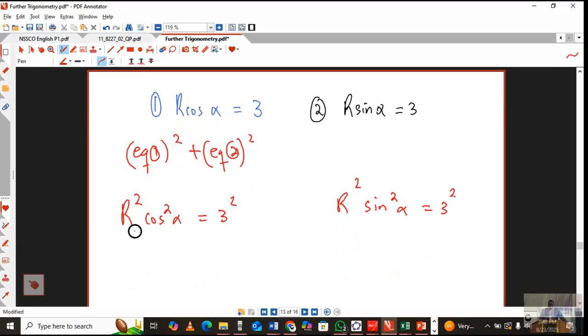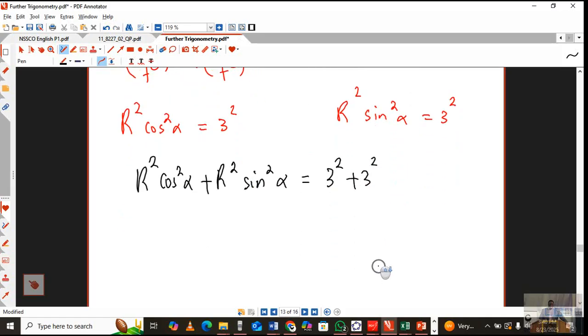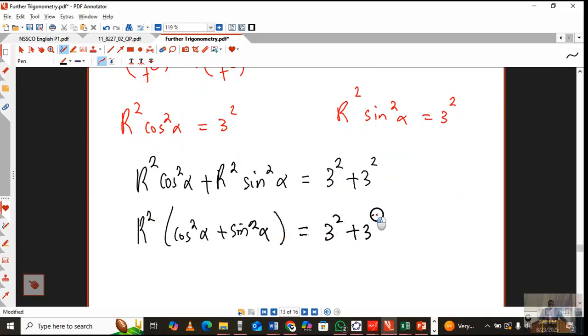Adding the left-hand sides of the equations together will be r squared cos square alpha plus r squared sine square alpha, and adding the right-hand sides, the right-hand side is going to be 3 squared plus 3 squared. Now on the left there is a common factor of r squared, and I'm going to remove r squared, and I'm left with cos square alpha plus sine square alpha, and then that's going to be 3 squared plus 3 squared for now.